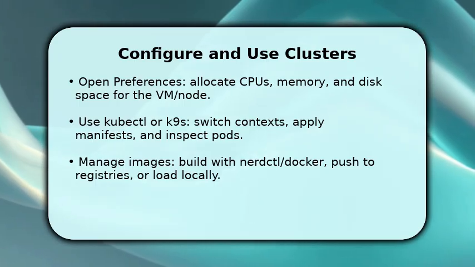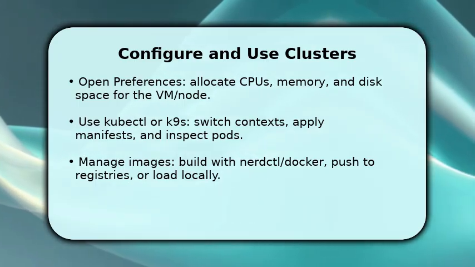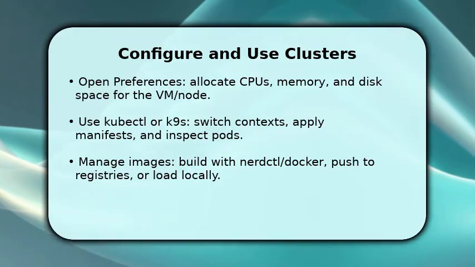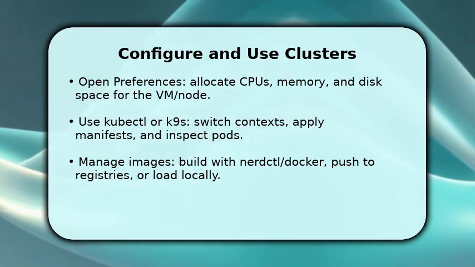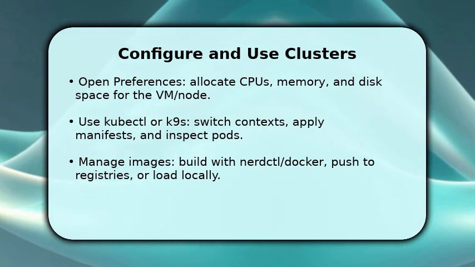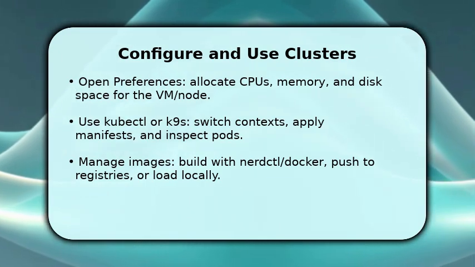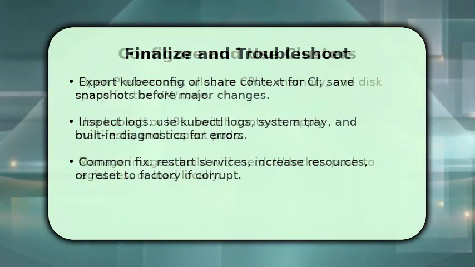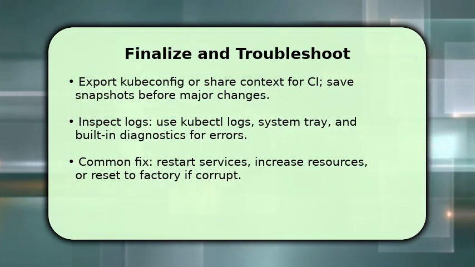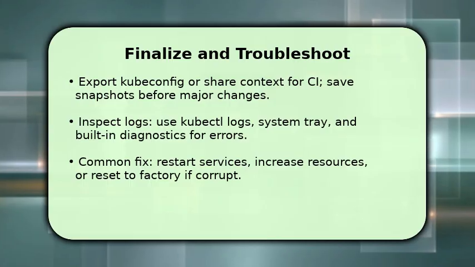Build images with nerdctl or Docker CLI, tag them, and push to your registry or load them into the local store. This makes deployment predictable. Also learn to switch runtime. To finish, export kubeconfig or reference the Rancher Desktop context in CI pipelines so you can deploy from other tools.